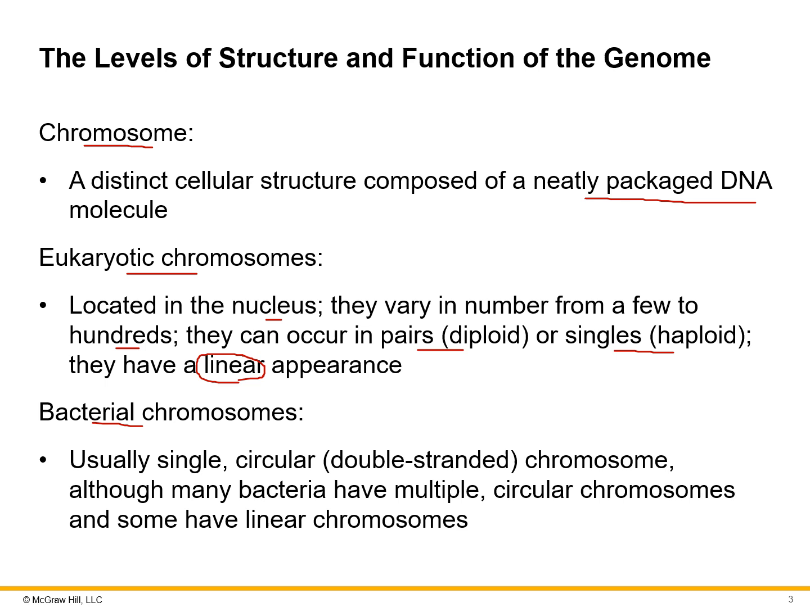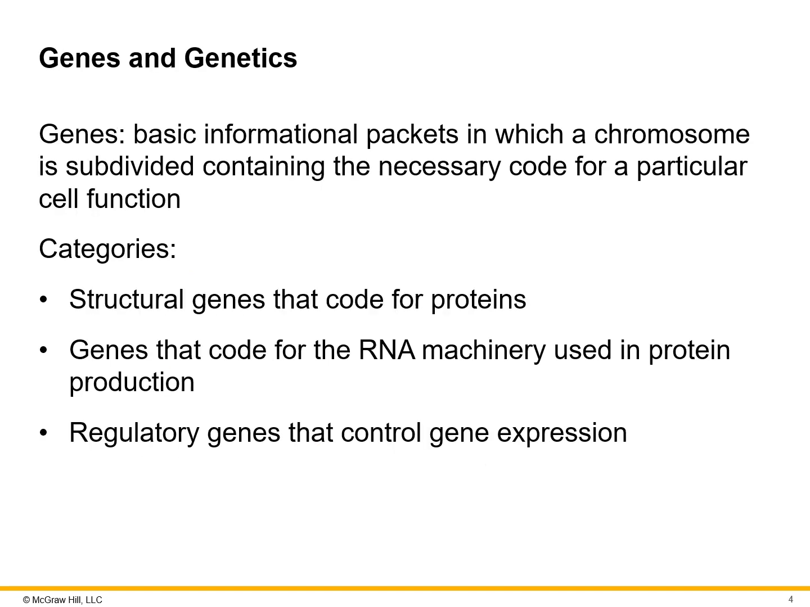Bacterial chromosomes, though, again, there is only one single chromosome, and it is circular instead of linear. But again, they can also have some others as well. There are, of course, exceptions to the rules, but for the most part, single circular chromosomes.